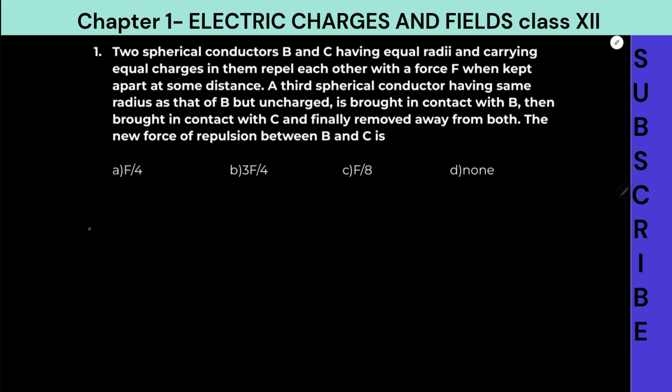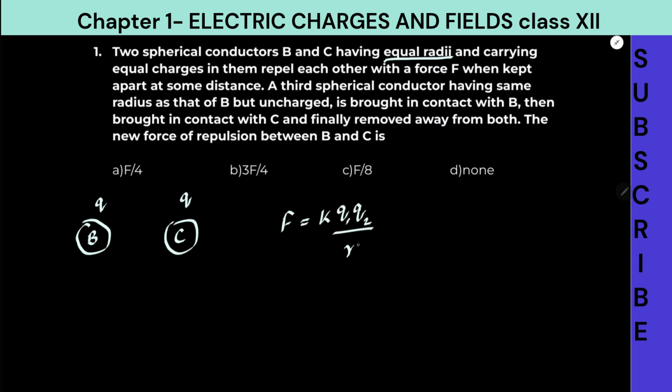So let me be very clear that let's say this is our spherical conductor initially B, and this is our spherical conductor C. Question says they both have equal radii, both are the same size and carrying equal charges. So let's take an example that the charge on B is Q and charge on C is also Q. Then what is the force between B and C? By Coulomb's law, it should be K Q1 Q2 upon separation R square. Let's assume that the separation between both of them is R.